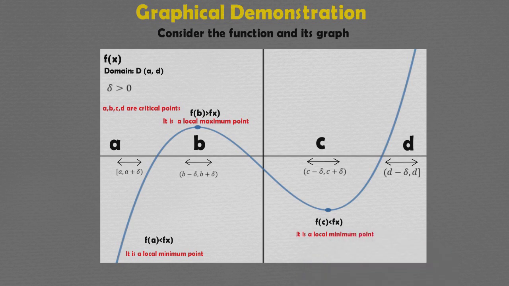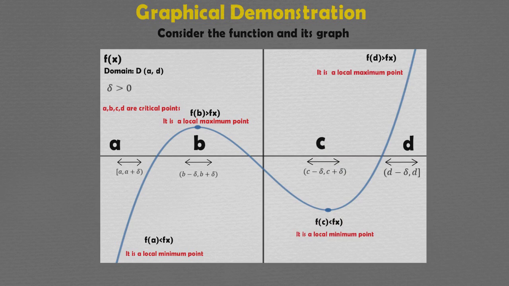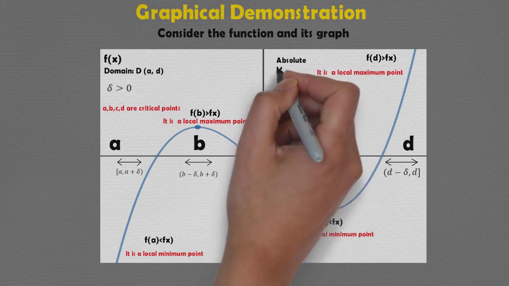For interval 4, that is from d minus delta to d, at d the value of the function is the maximum. That is, f of d is greater than f of x in this whole interval. So by definition it is a local maximum point, and f of d is the local maximum value. So that's how you identify local minimum and local maximum values of a function from the graph.